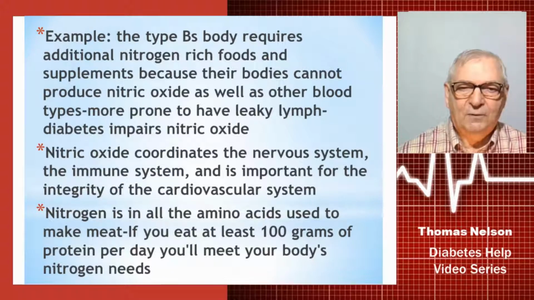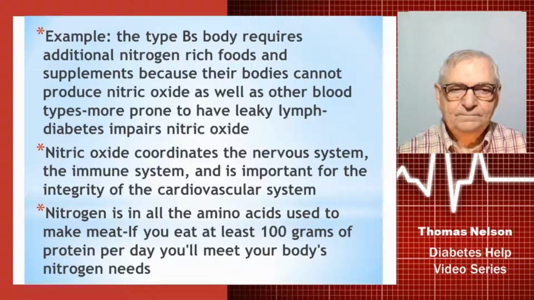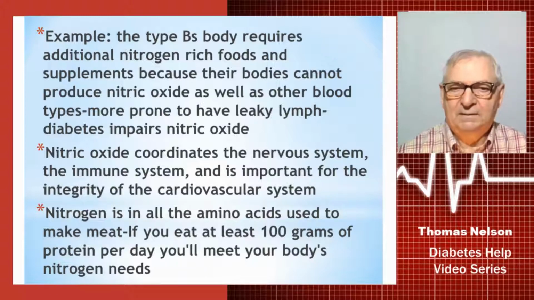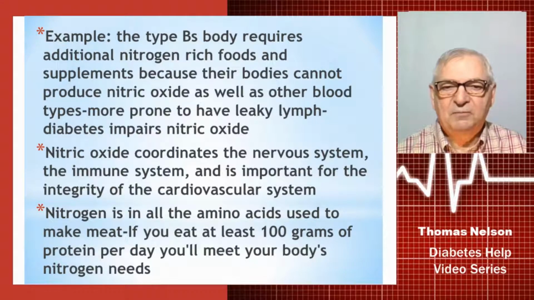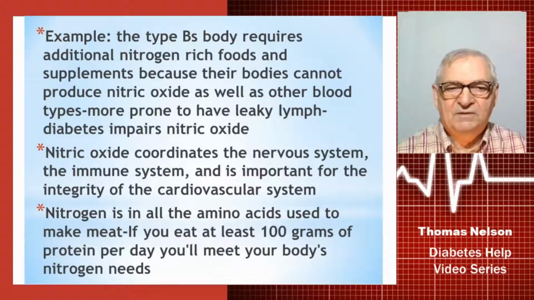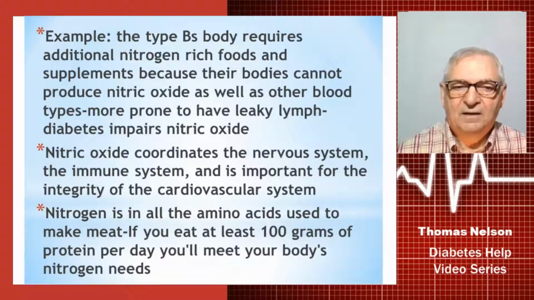So nitric oxide not only plays this very important role for your vessels, it also coordinates your nervous system and your immune system, and it's important for the integrity, as I said, of your cardiovascular system, all parts of it. Nitrogen is what nature uses to produce nitric oxide, and nitrogen is found in all of the amino acids that are used to make meat. So when you eat meat, especially if it's grass-fed, since there are fewer amino acids in GMO-fed meats, that meat is going to provide you with the amino acids and that associated nitrogen if you eat at least about 100 grams of protein each and every day to meet your body's needs for that nitrogen, which will be used to produce that nitric oxide.